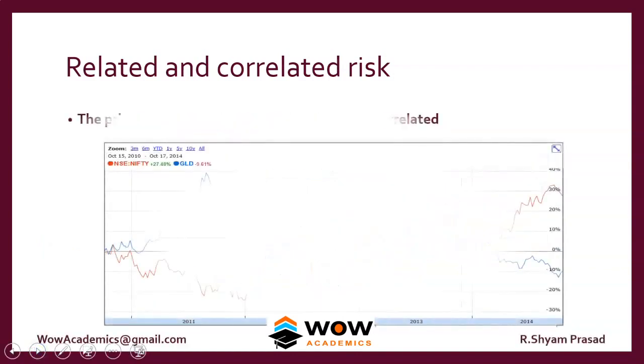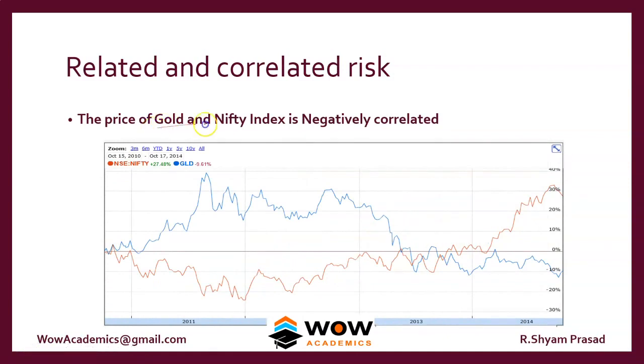We'll have another example. This is the price of gold and Nifty. Gold and Nifty are negatively correlated. The red line is the Nifty, which represents the country's stock index, and the blue line refers to the gold price. If you see, whenever the gold price goes up, the share prices fall. Whenever the gold prices go down, the share prices go up. So they are negatively correlated assets. When you have both these things together, your risk is diversified.